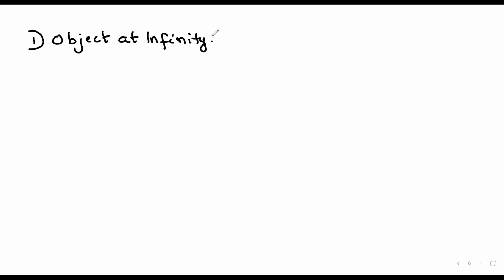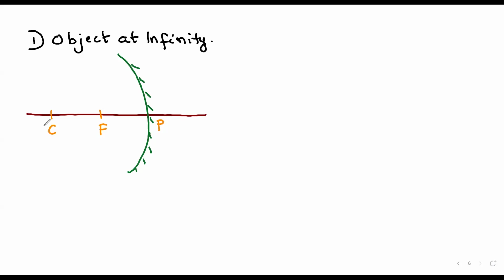You all know that the object at infinity means the rays coming from infinity are all parallel. Okay. So I draw the mirror, pole, F and C. What are the rays, children? Rays coming from infinity are all parallel rays. Parallel rays after reflection will go through the focus.